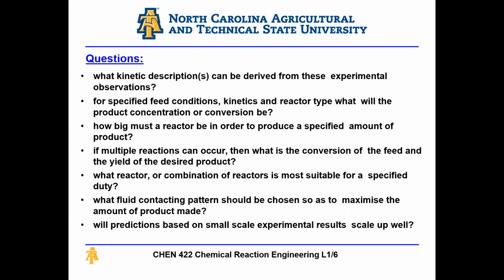And then we also have unit optimization questions, such as what fluid contacting pattern should be chosen to maximize the amount of product made. Sometimes it could be as simple as using a distributor which generates larger bubbles, or using a catalyst with a smaller particle diameter, which just affects the way mass transfer happens, affects the way the fluid dynamics happen, and this optimizes the design of your reactor and eventually your overall plant.